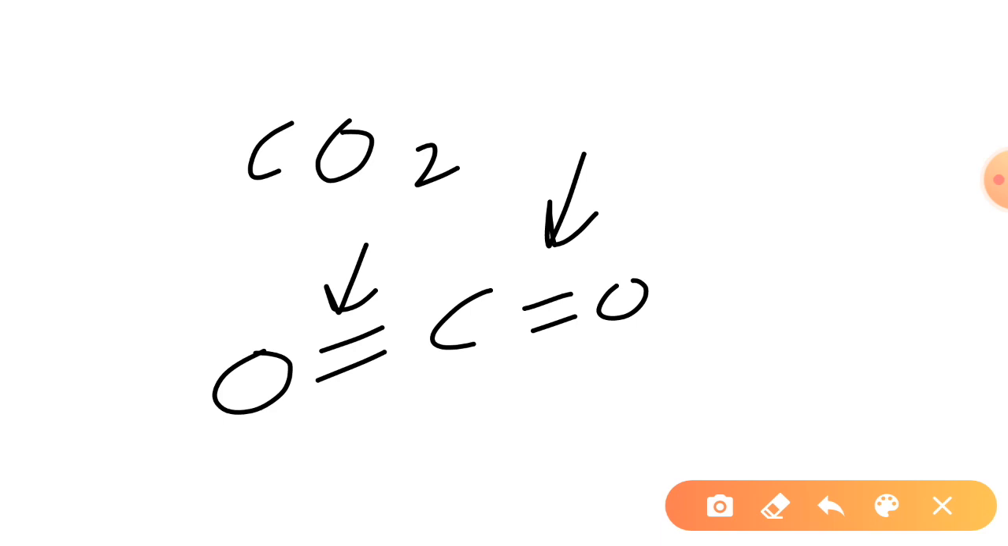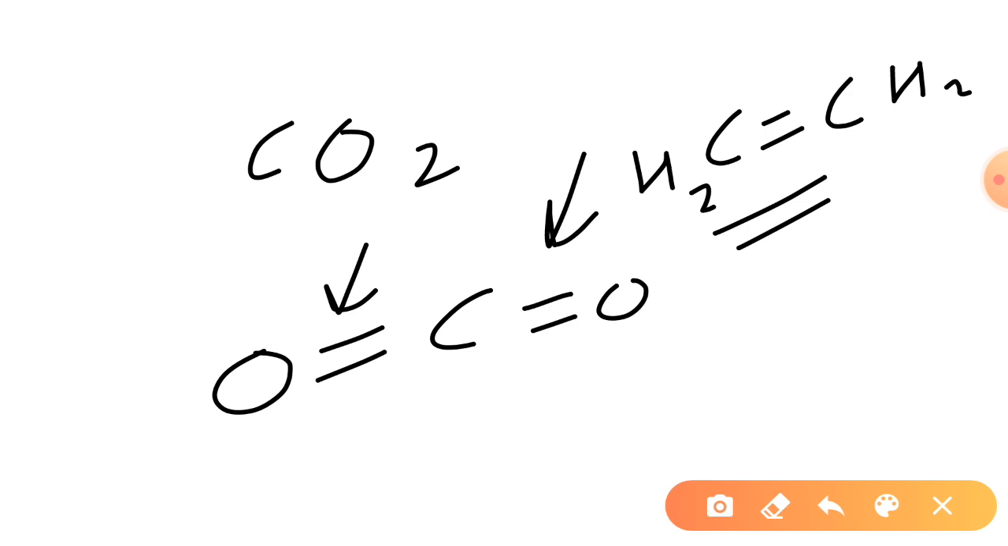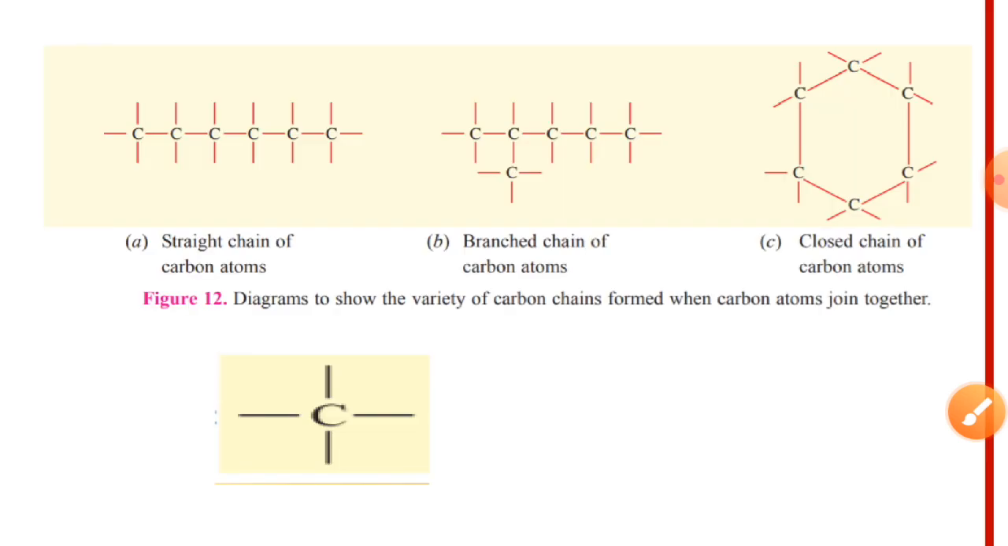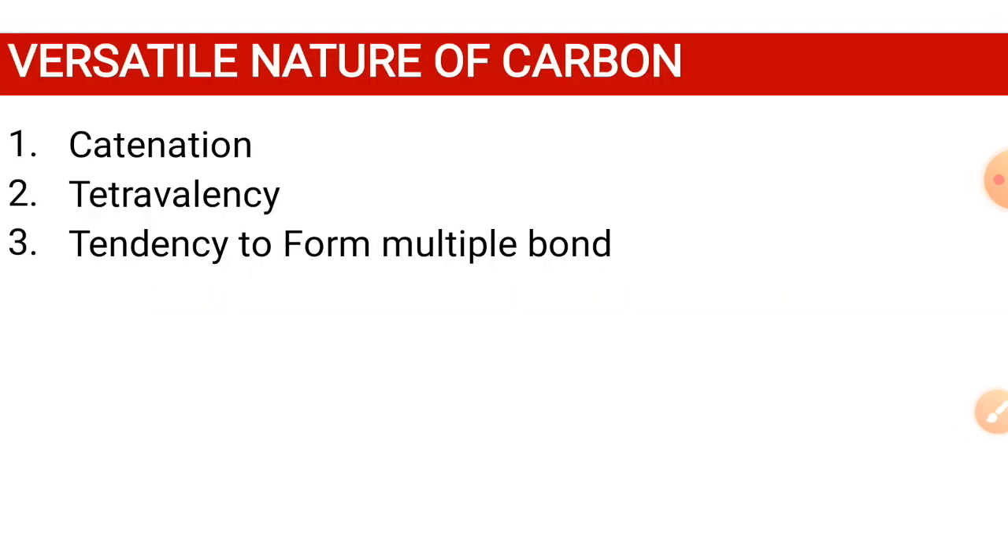Similarly, carbon can form multiple bonds with itself. Let me give you one example. This example is of the molecule of ethene. It will be written as C double bond C, along with 2 hydrogens on each carbon. So this is the molecule of ethene. So students, you have seen that these three properties of carbon which we discussed are the responsible properties. Just because of them we have a lot of carbon compounds in our surroundings.